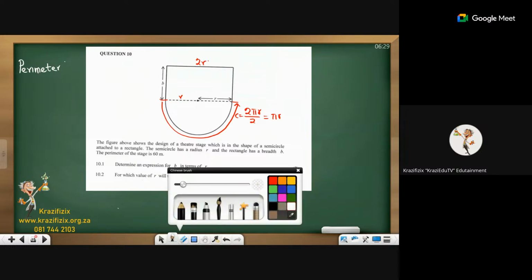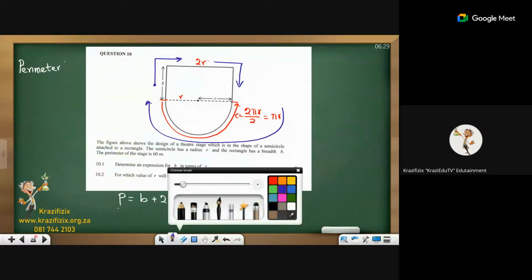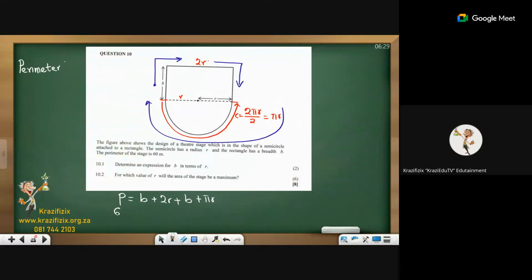Oh, so the total perimeter is the distance. R, I'm going clockwise. We come back to B, and then we go back there. Makes sense. All right. But we have a value for the perimeter. It is B plus B is 2B, plus R, plus R, plus pi R. What are we looking for? What do we have?